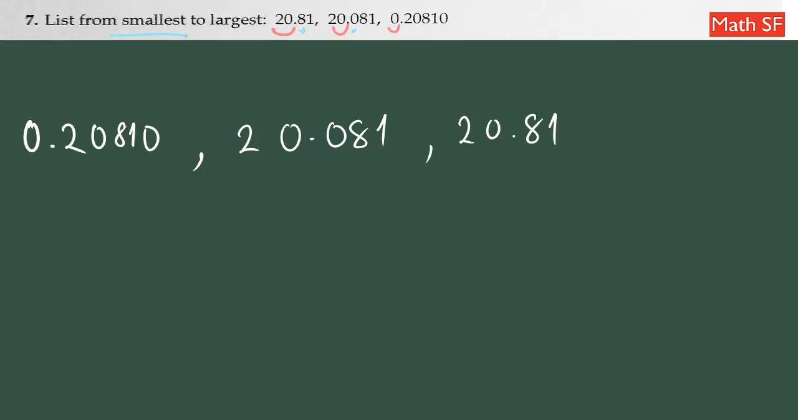From the smallest to the largest. This is like having $0, and this is like having $20 and about 8 cents, and this is like having $20.81.